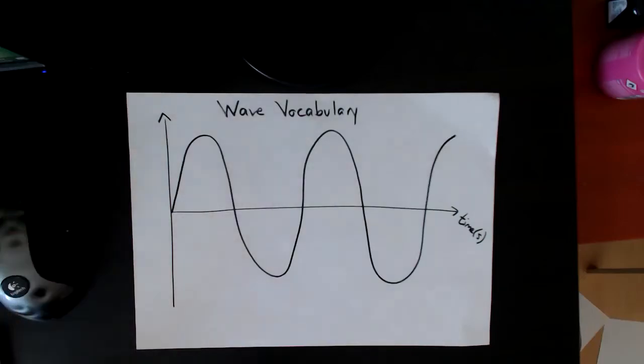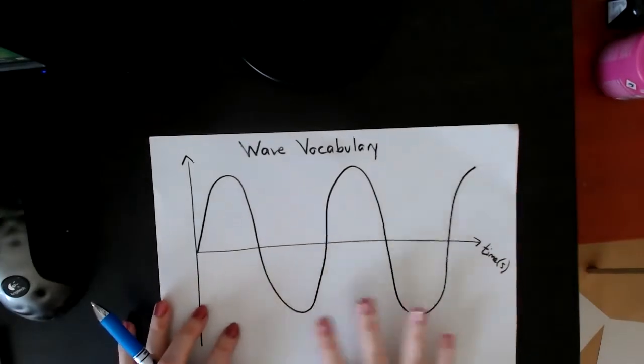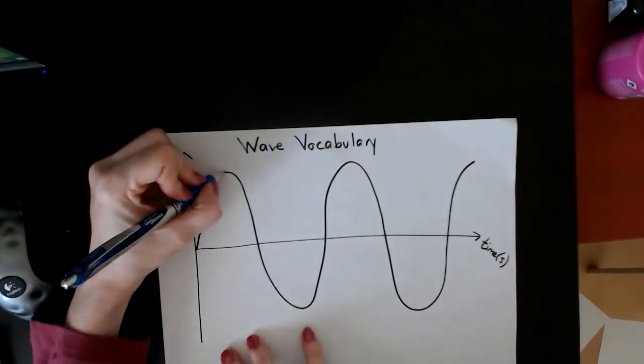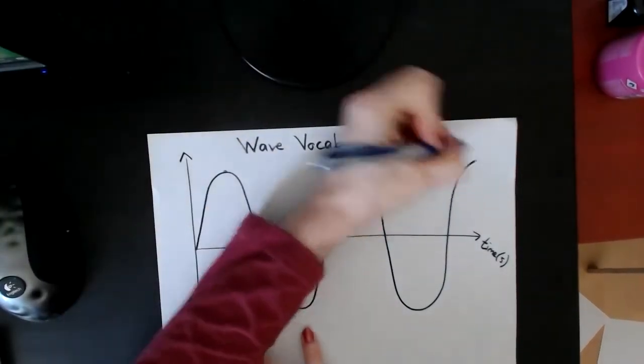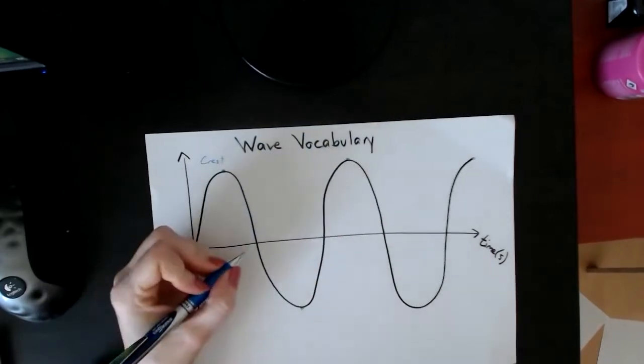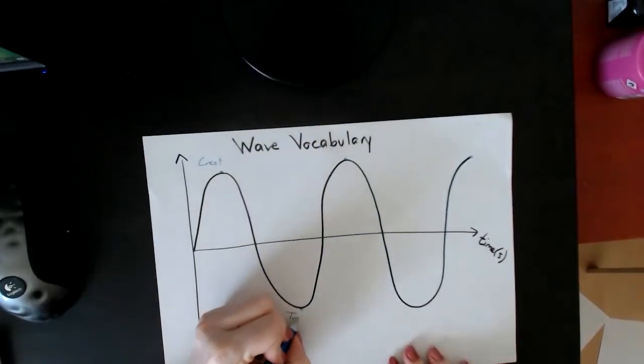All right, so the first thing is just you have to know certain vocabulary terms about waves. I apologize, my wave isn't perfectly even and it should be, but it's not. The first thing is the highest point of the wave, any of these three, is called the crest, and the lowest point is called the trough.